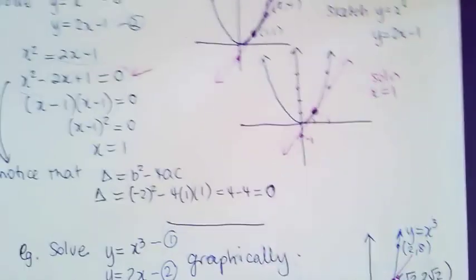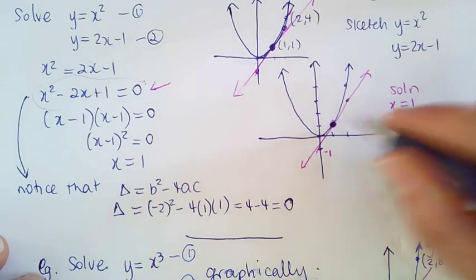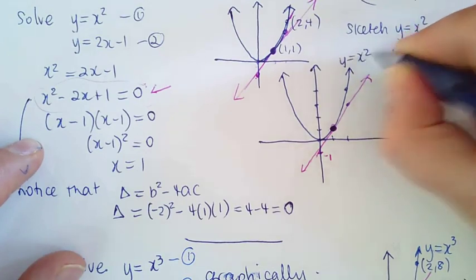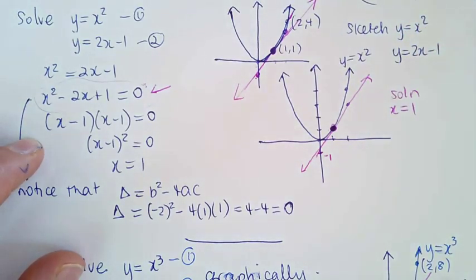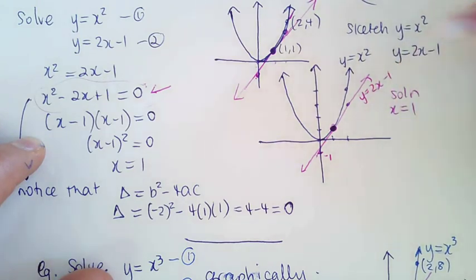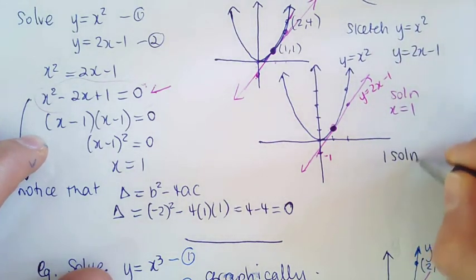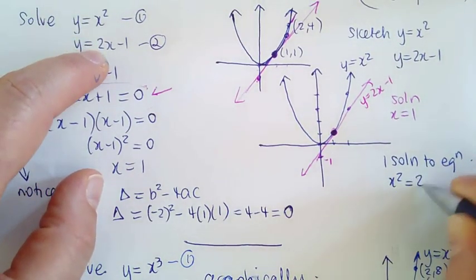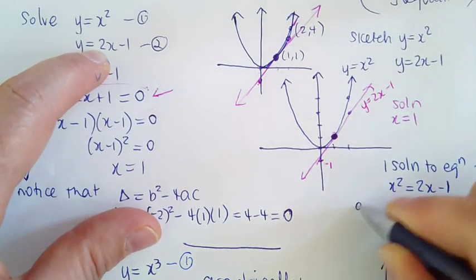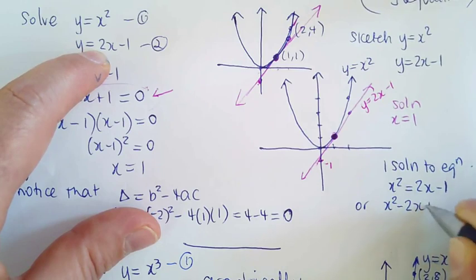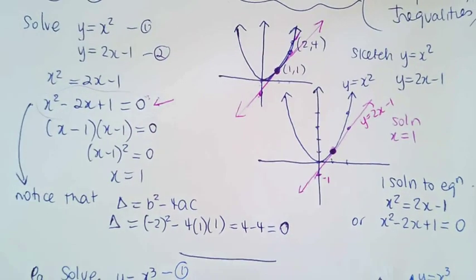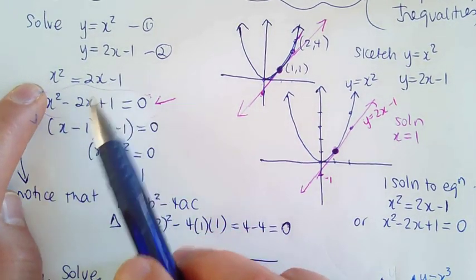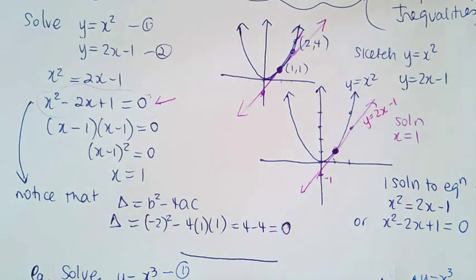Let's go back to the first one. How many solutions? There was only one, wasn't there? Where do the 2 curves intersect? The first graph you did was y equals x squared and y equals 2x minus 1, and they only cut at one point. So how many solutions? There's only one solution to the equation x squared equals 2x minus 1, or x squared minus 2x plus 1 is 0. So that's what they're asking. They're asking you to draw those and say how many solutions to this equation. The number of solutions is the number of points of intersection. Okay?